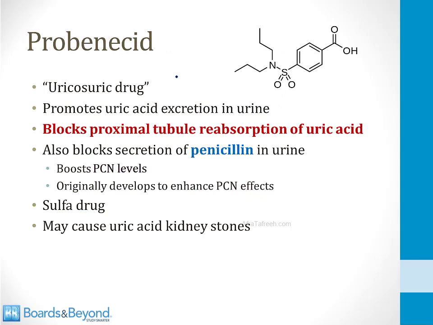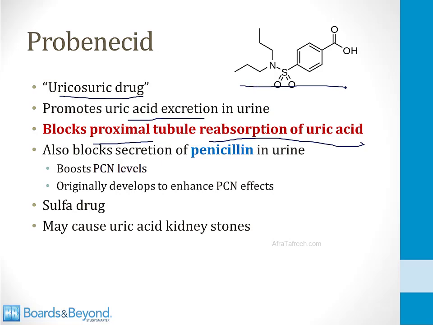Probenecid is another drug used to prevent gout attacks. It's called a uricosuric drug, and this means that it promotes uric acid excretion in the urine. It does this by blocking the reabsorption of uric acid in the proximal tubule. This is its structure here, and it blocks the reabsorption of uric acid so that more will go out in the urine.